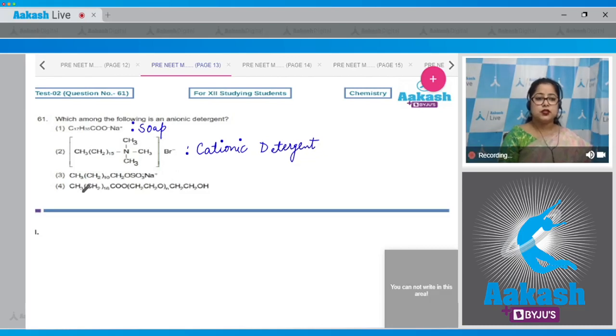Moving to next, CH3(CH2)10CH2OSO3⁻ Na⁺. Student, this is sodium lauryl sulfate, which is an anionic detergent. So here I'm writing anionic detergent.